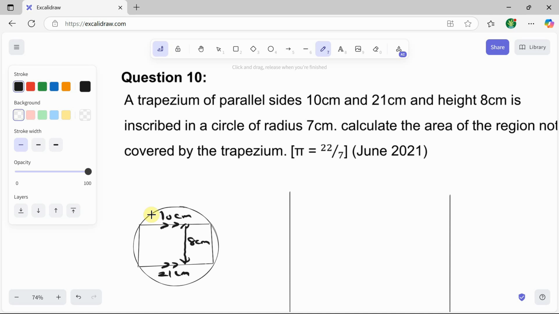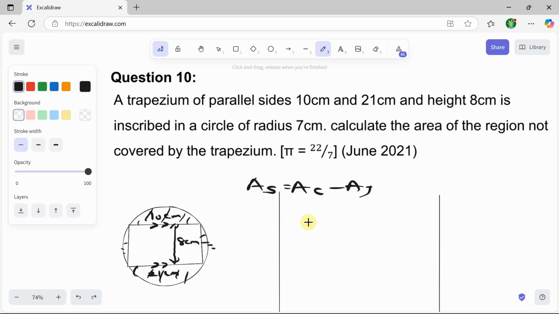So it says that we should find the area of this other portion that is not covered by the trapezium. So we have the circle. The area of the circle minus the area of the trapezium will give us the area of the shaded region. So we have the area of the full circle minus what the trapezium covers. That will give us the area of the shaded portion.